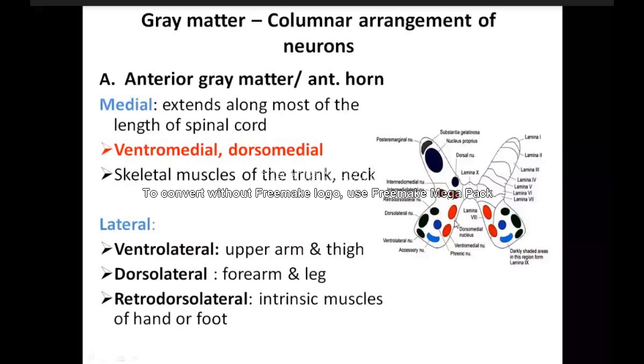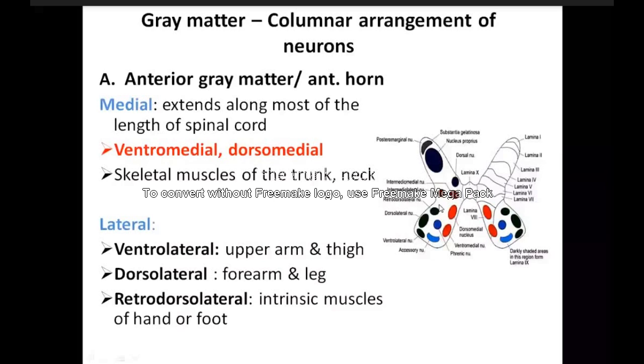So, this is the lateral part. Here you are seeing three black colored neurons. First is the ventrolateral, the most anterior. Next is the dorsolateral, and this is the retrodorsolateral. Ventrolateral is for the upper arm and thigh. Dorsolateral is for the forearm and leg. And the retrodorsolateral mainly supplies the intrinsic muscles of the hand or the foot.